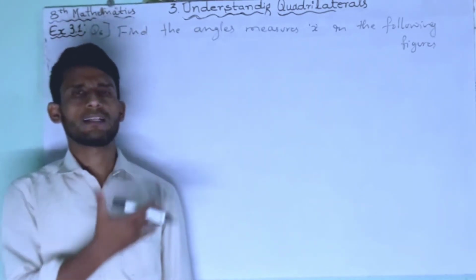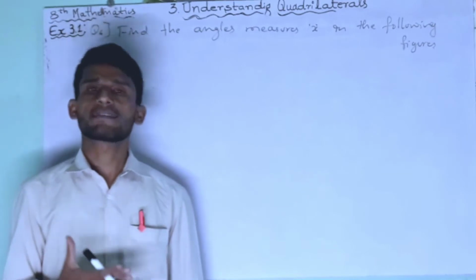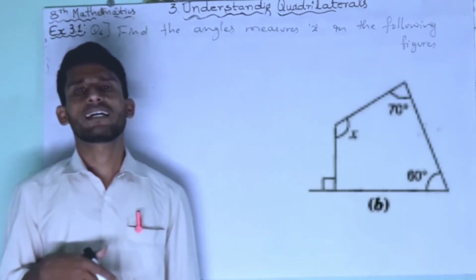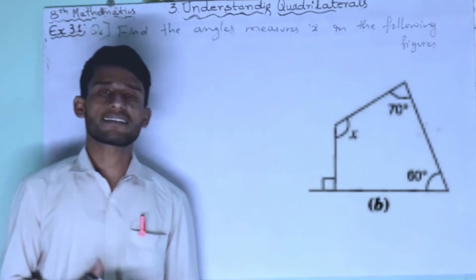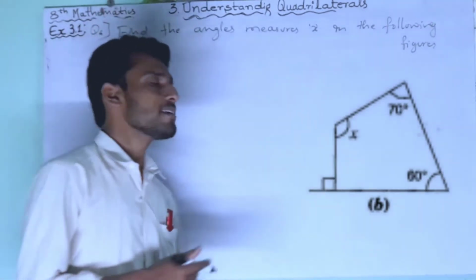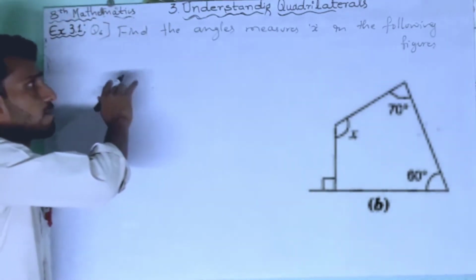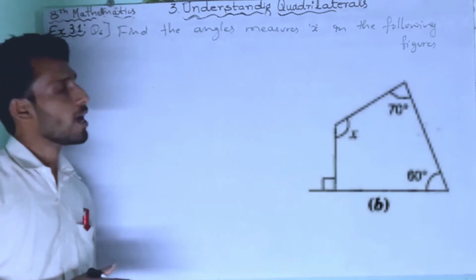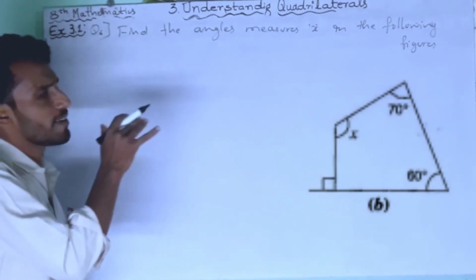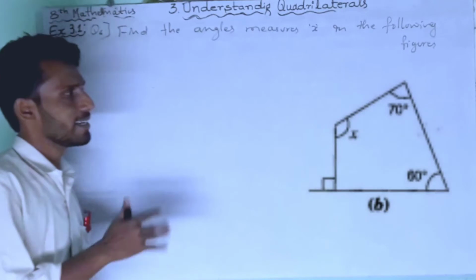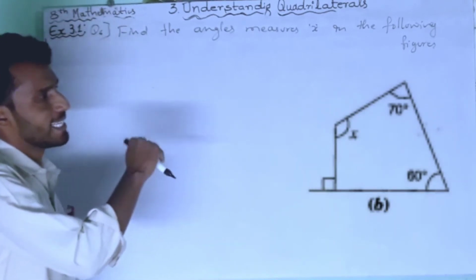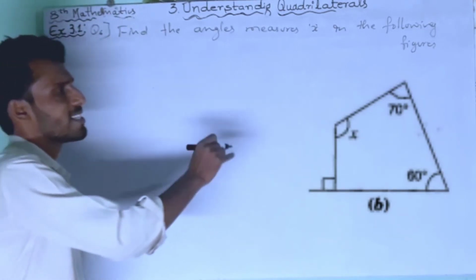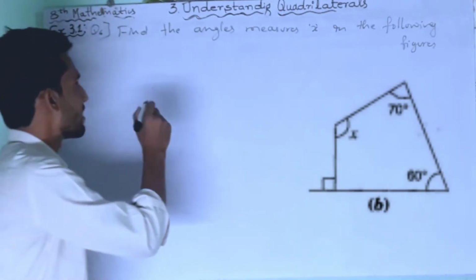Dear student, in the last class I solved some problems of exercise 3.1. Now I am going to take the remaining problems in exercise 3.1. Let us see here. Question number 6: find the angle measures x in the following figures. In this figure, three angles are already given. The first one is 90 degree, 60 degree, 70 degree. We have to find out what the x value is. Now, let us see the solution.